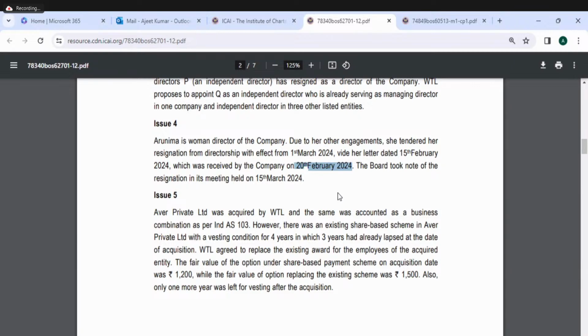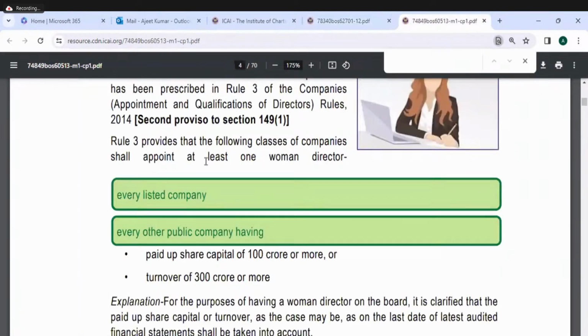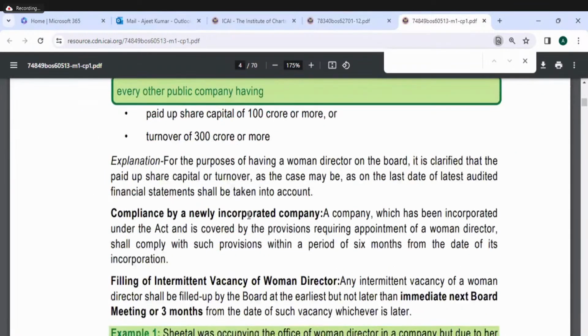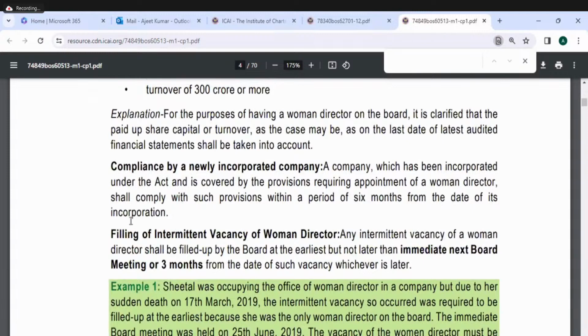There is a term known as intermittent vacancy that has been used in your study material. Why am I using this term, intermittent vacancy? When the woman director leaves the office, an intermittent vacancy will arise in her office of directorship. So I need to know the term intermittent vacancy. Once I know this date, I know that we have to appoint. I will go to the point of filling of intermittent vacancy.